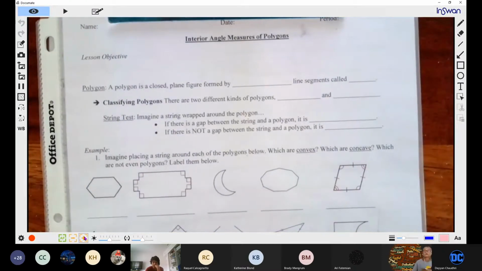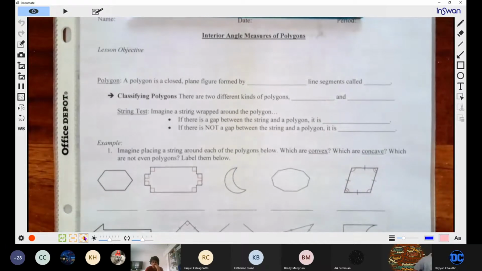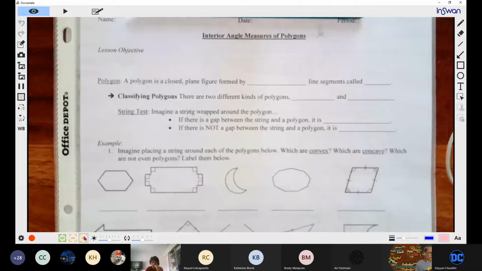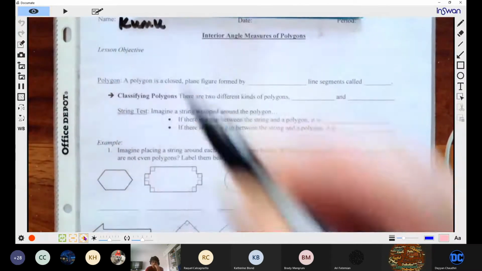Okay. So we're going to talk about the angles of polygons. This is any polygons. First part is interior angles. Second part is exterior angles. First part is much bigger. So here's what we're going to do. There's some formulas you have to learn.